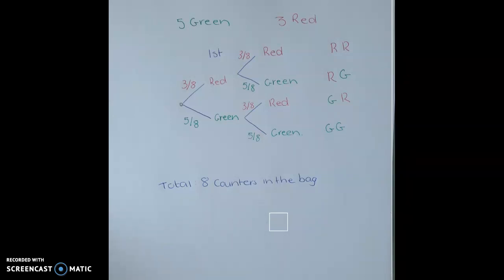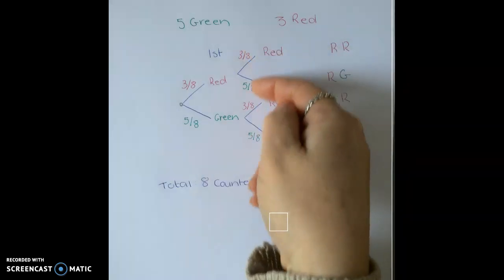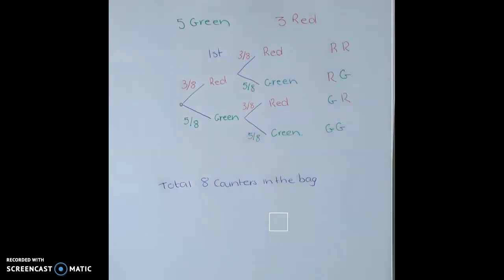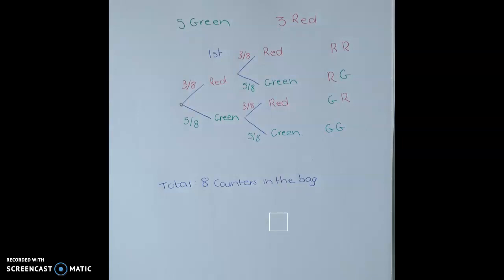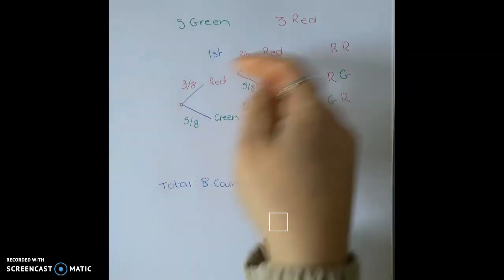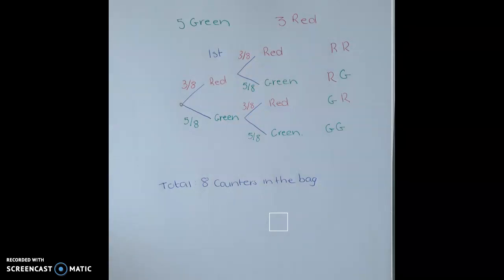But have a thought, what do you think would happen to these probabilities here if we hadn't replaced the original counter to begin with? If we had taken out the first counter, saw that it was red or green, and we didn't put it back into the bag, how do you think these probabilities might be affected?